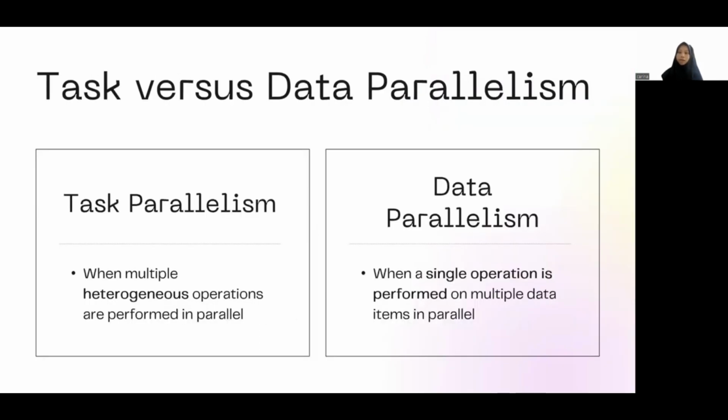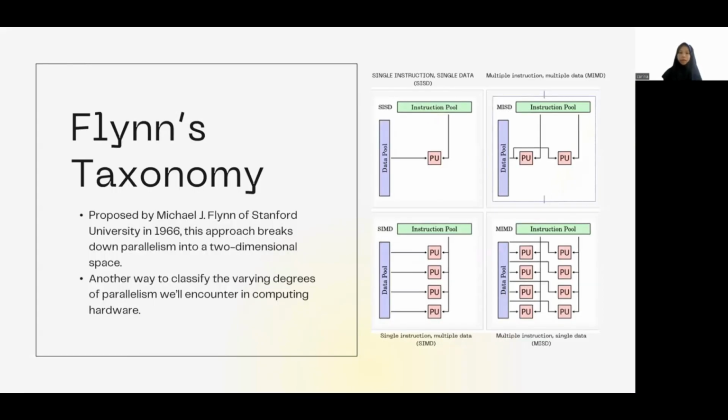And parallelism based on the kind of work being done is divided into two categories, which are tasks and data. Task parallelism is when multiple heterogeneous operations are performed in parallel, and data parallelism is when a single operation is performed on multiple data items in parallel.